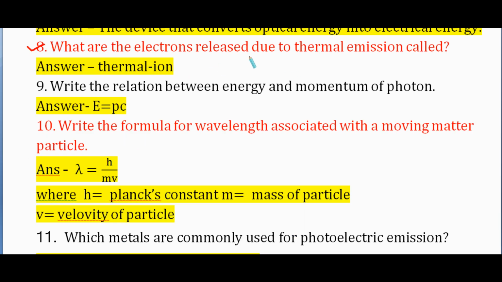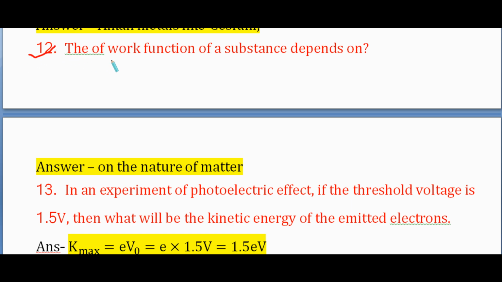What are the electrons released due to thermal emission called? Thermions. Write the formula for wavelength associated with a moving matter particle. This is lambda equal to h upon mv. It is also known as de Broglie relation. The work function of a substance depends on the nature of matter.